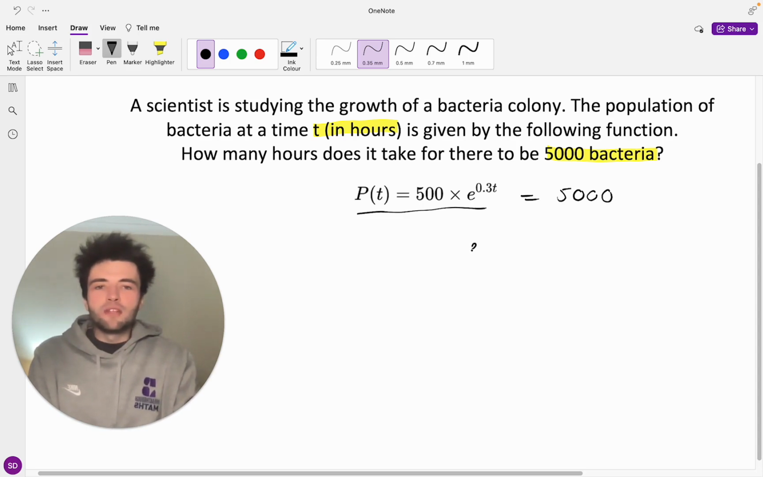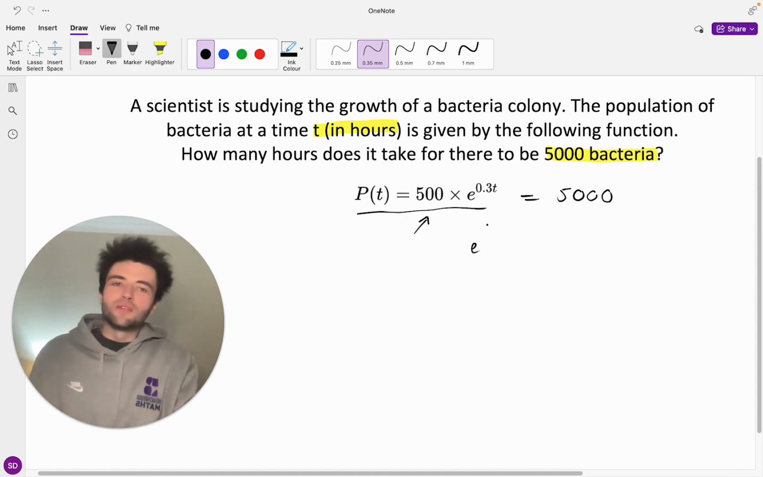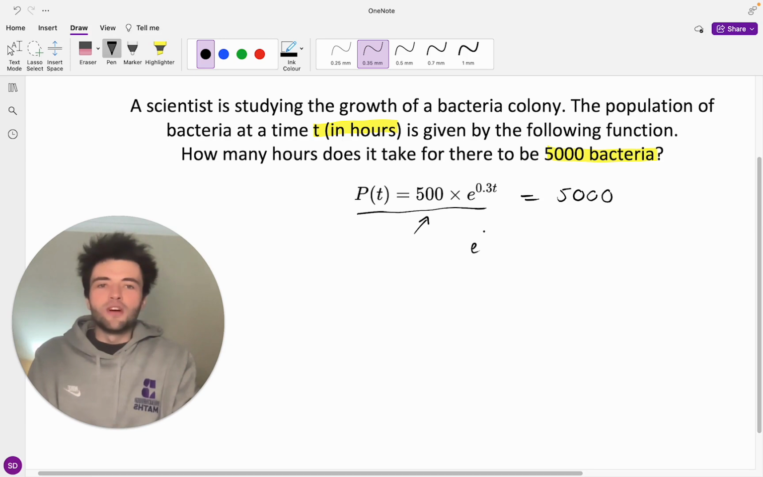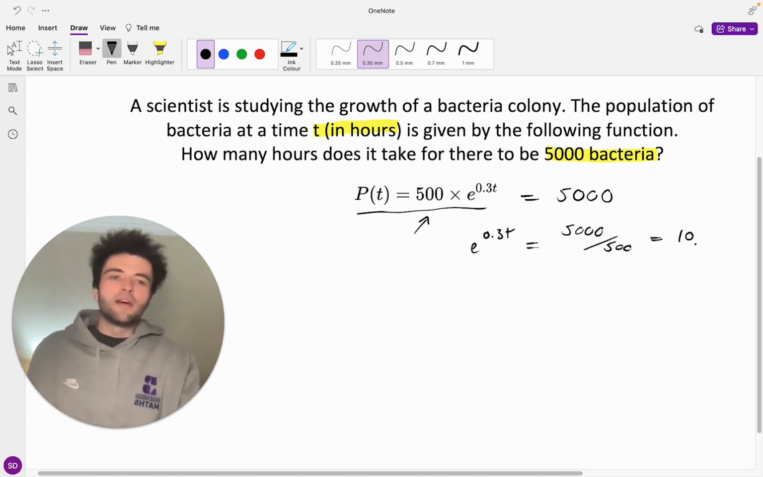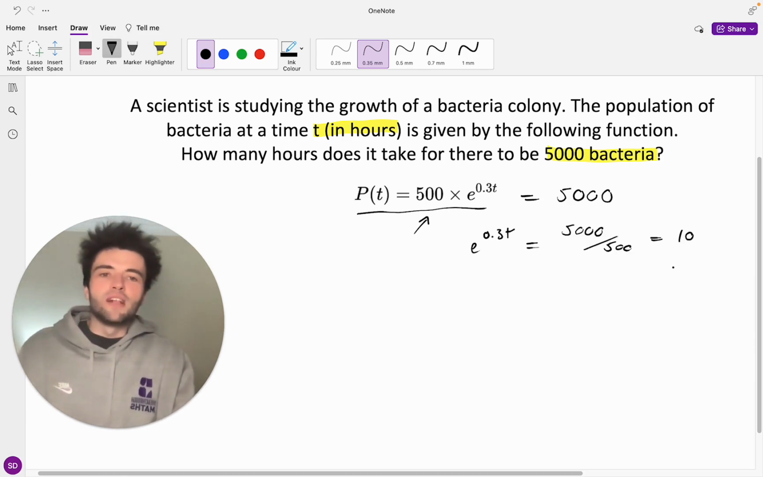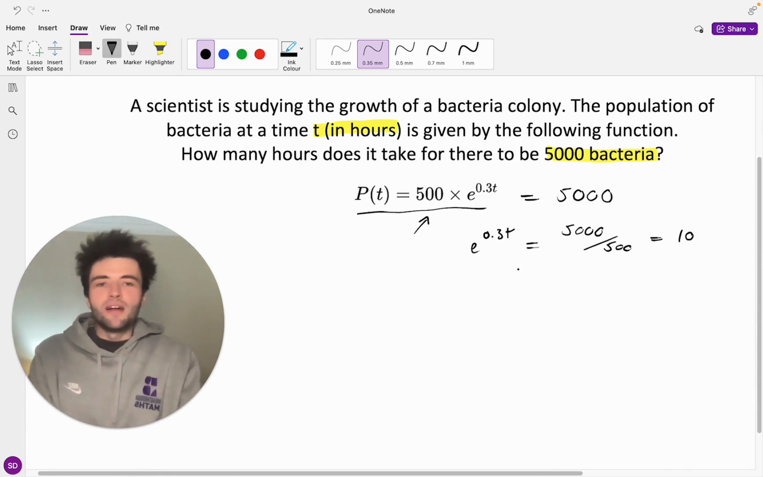Our first step is going to be to divide across by 500, because you see there's a 500 here on the left, and we have a 5,000 on the right, and we can just divide across by 500 first. And so 5,000 divided by 500 is going to give us a value of 10 on the right. And so this should be ringing alarm bells in your head that this is going to be a log.